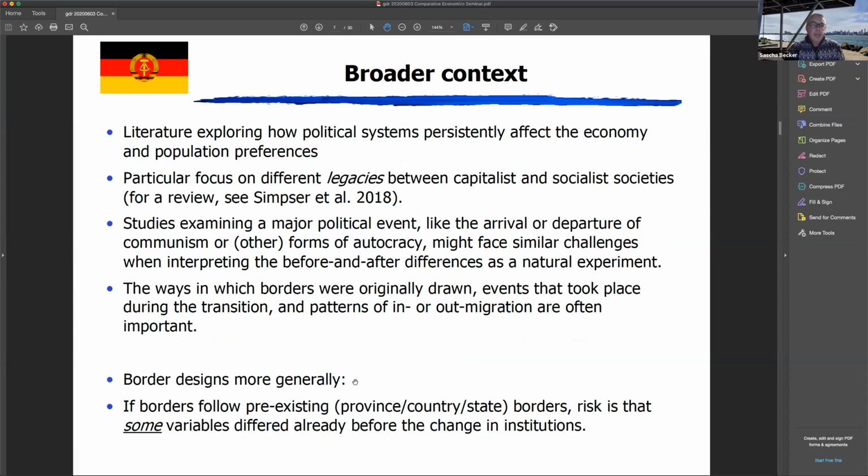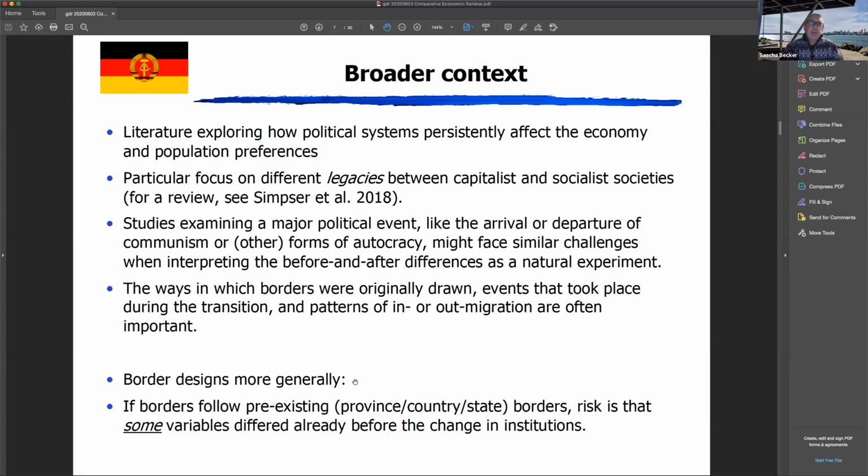So what's the broader context to this? There is a literature that explores how political systems persistently affect the economy and population preferences. And a particular focus there has been put on legacies between capitalist and socialist societies. And a paper in the Annual Review of Political Science a couple of years ago by Simsa and co-authors has given an overview of that literature. So we think that maybe what we say about the GDR may also apply to some extent further afield.